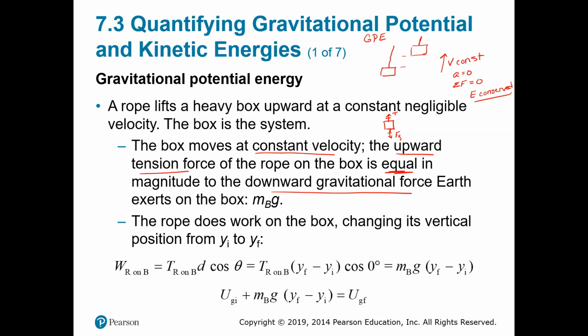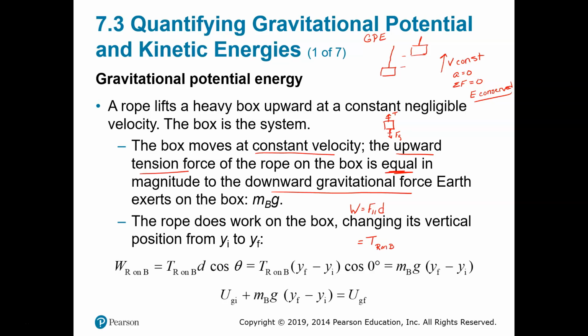Now this rope is doing work. Remember, in order to do work, you must go the distance. Work is the force that is parallel to your direction of motion times the distance or the displacement you have traveled. So the rope is doing work. It is changing the vertical position. So what do we know? Well, we know that work is the force parallel to the direction of motion. That's going to be the tension on the rope, tension of the rope on the box.